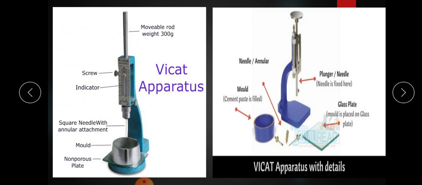So this non-porous plate, see here, see this left diagram. The non-porous plate we have placed here, right? Above that we need to place the mold. And in this mold we need to place the cement that we have mixed. The cement paste should be filled in this mold till the top. Remove the excess amount with the trowel, and then the test block is ready.